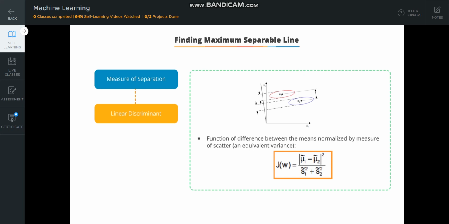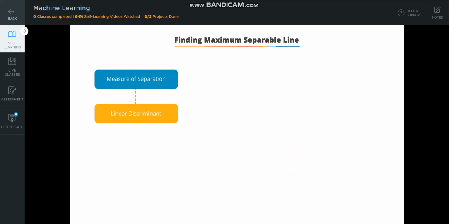Thus, s1 squared plus s2 squared measures the variability within the two classes at hand after projection. Hence, it is called the within-class scatter of the projected samples. The Fisher linear discriminant is defined as the linear function w transpose x that maximizes the criterion function, that is, the distance between the projected means normalized by the within-class scatter of the projected samples.